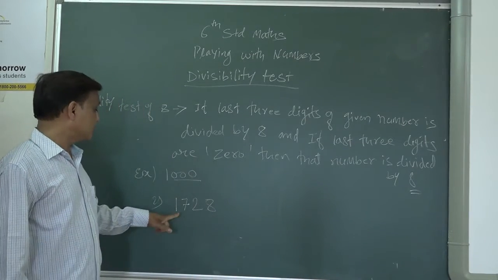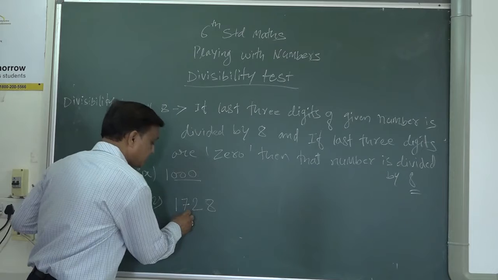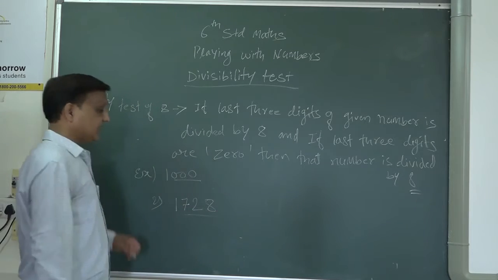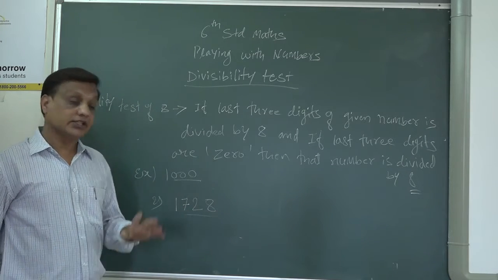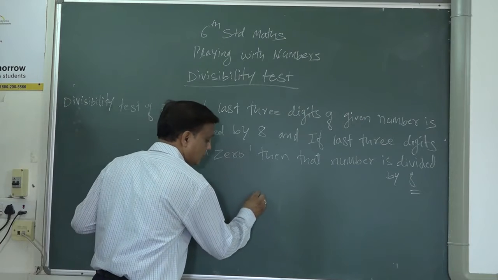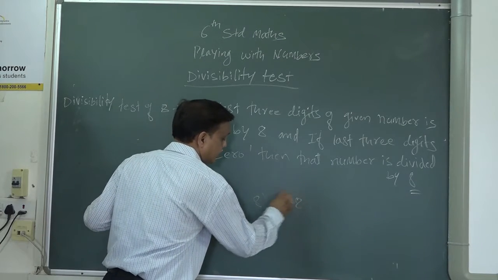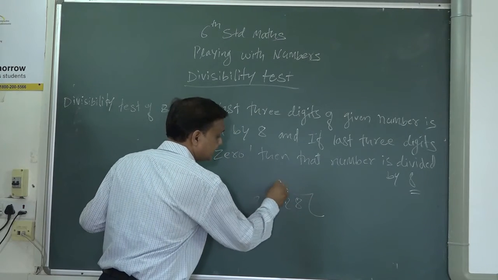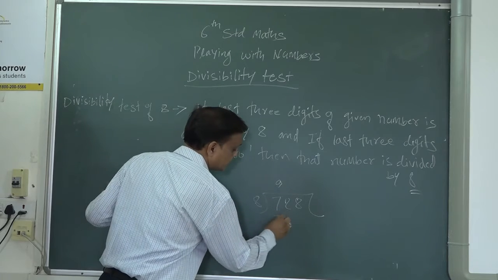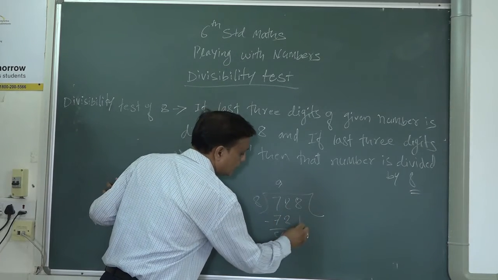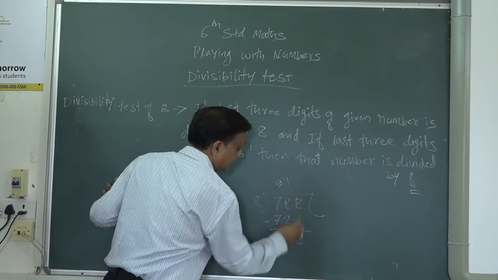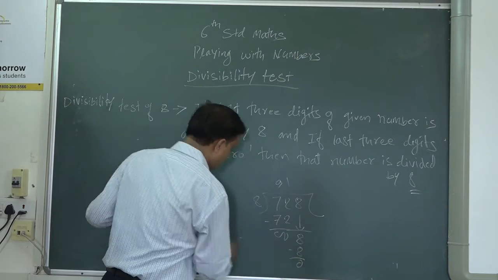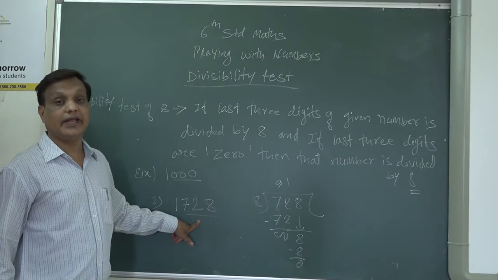1728. So what are the last 3 digits? The last 3 digits is 728. Is 728 divisible by 8? We will check whether this is divisible or not. 8 into 728. 8 nines are 72, 0, 0, 8 comes down, 8 ones are 8. So 728 is divisible by 8.